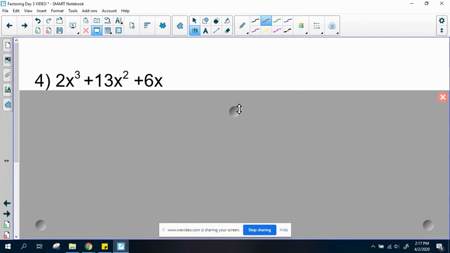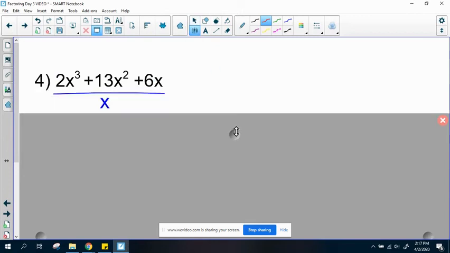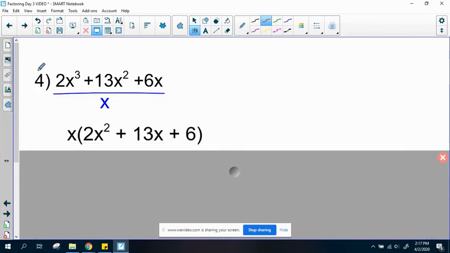So I'm going to check. I have a 2, a 13, and a 6. So I actually can't take out a number, but I can take out an x. So everything is going to get divided by x. So each one has one less x. And now you'll notice you have your ax squared plus bx plus c.